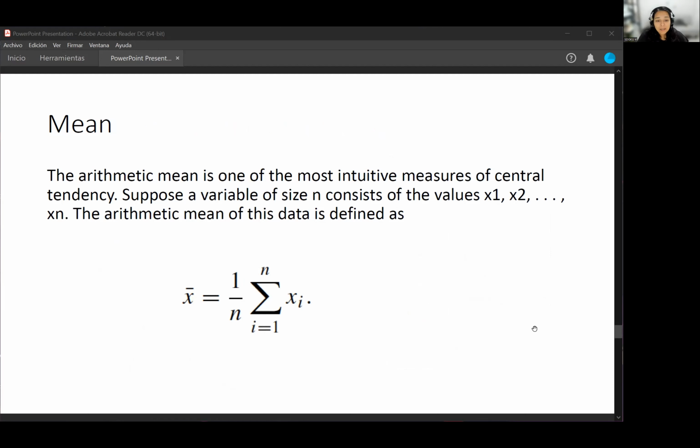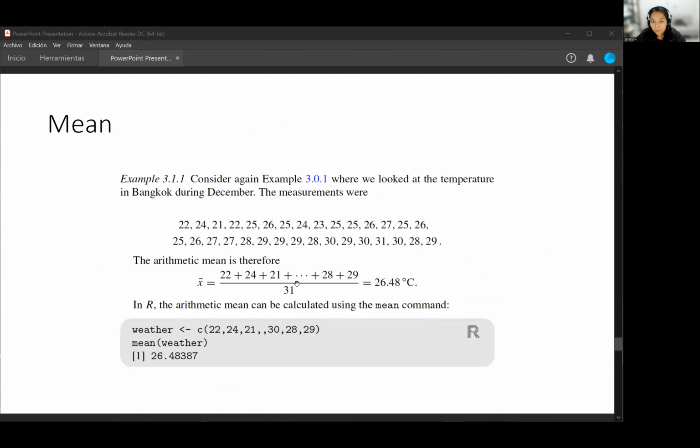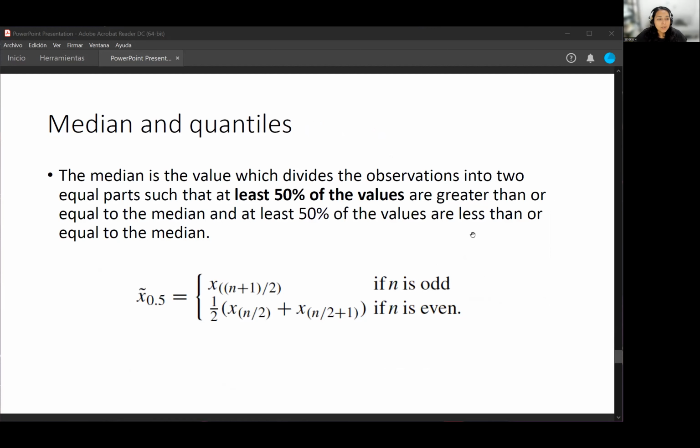Then we have the mean, as I was saying. It's just the average, the summation of all the values divided by the number of values that you have. We're going to do this with software, so you don't need to worry about doing the operation with your hands or your mind. So this is the example that we're going to represent in the software.